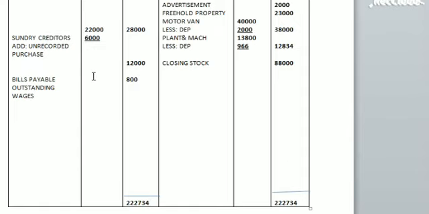I hope, students, you have understood this sum very well. There is some technical issue. This is the first time that we have tried this here, but we have done a very good job in this. Thank you students. Thank you very much.